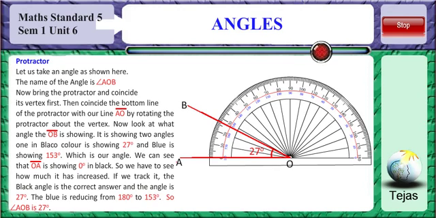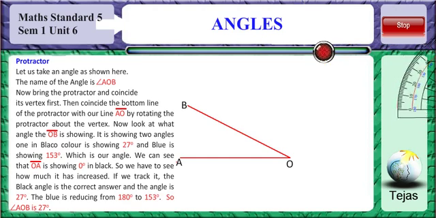The blue angle is reducing from 180 degrees to 153 degrees. So, that is not the correct angle. So, angle AOB is 27 degrees. So, in order to calculate, we start from 0 in the black angle and we start calculating.